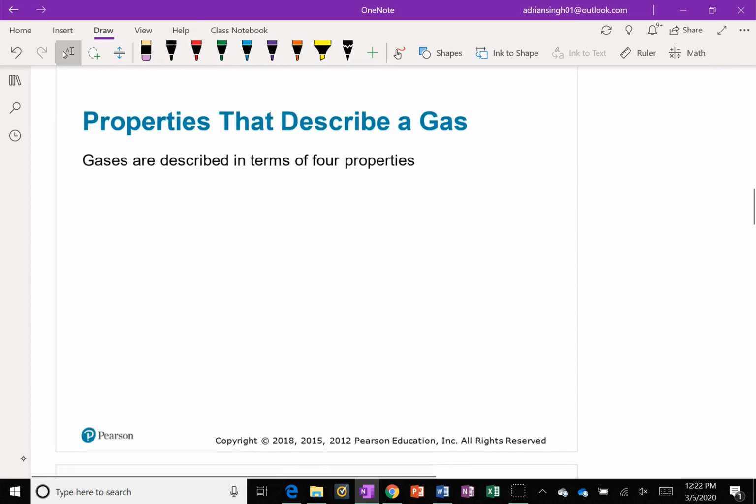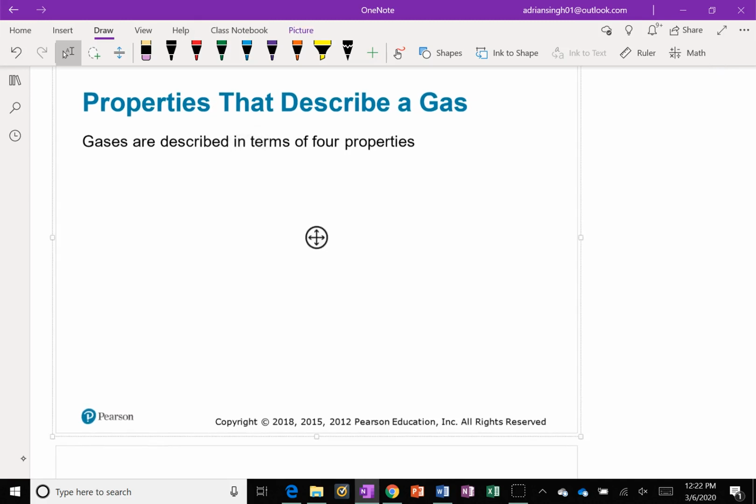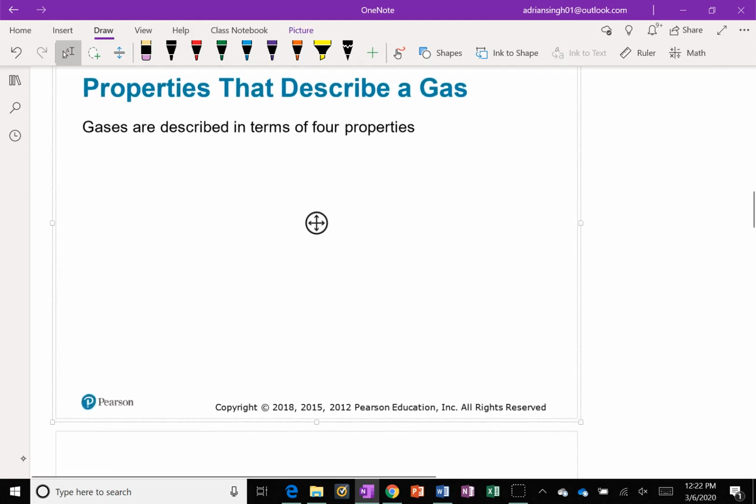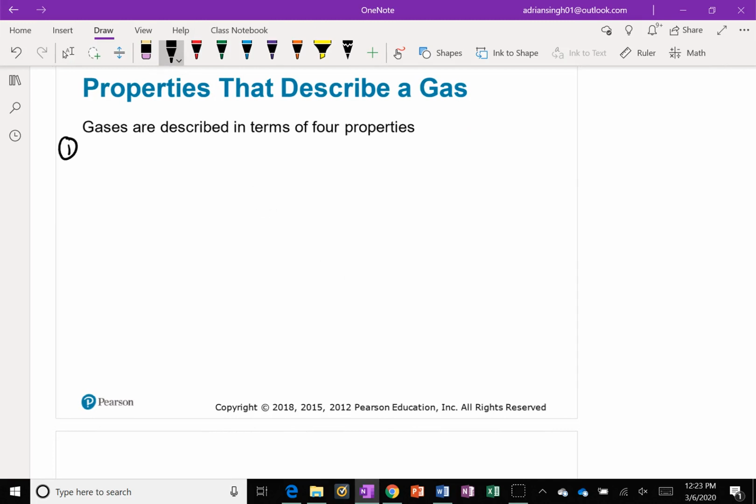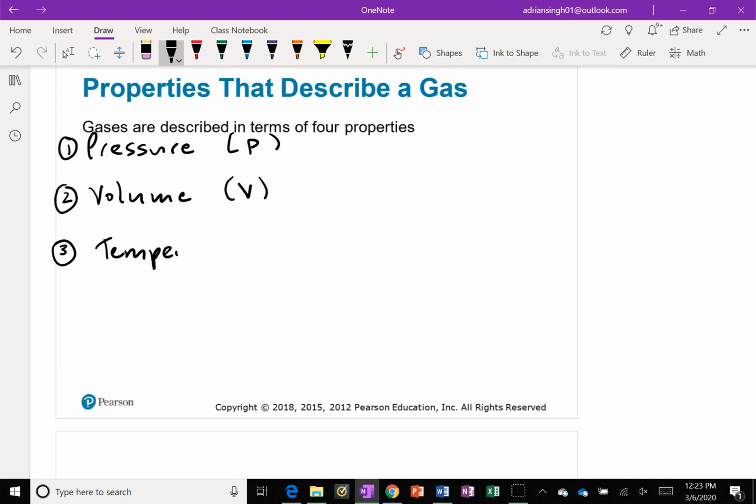There are 4 properties that are going to describe a gas, and this is what we'll be focusing on in the subsequent sections. So the first property is called pressure. Pressure is abbreviated P, big P. The second is the volume, which is abbreviated big V. The third is temperature, which is abbreviated big T. And then the fourth is the amount, which is abbreviated small n.